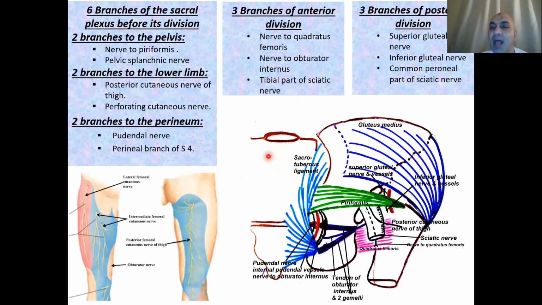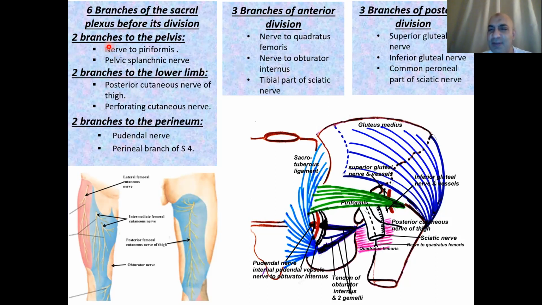What about the branches of the sacral plexus? In short, the plexus is divided into two divisions, anterior and posterior. Before its division, it gives 6 branches: 2, 2, 2. And all these branches have the initial P. So it is called the 6 P's.